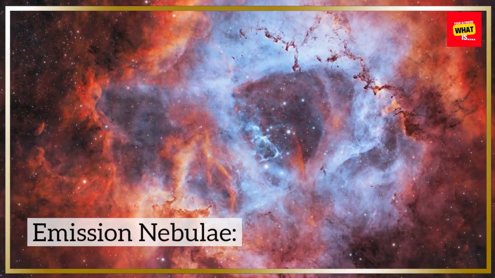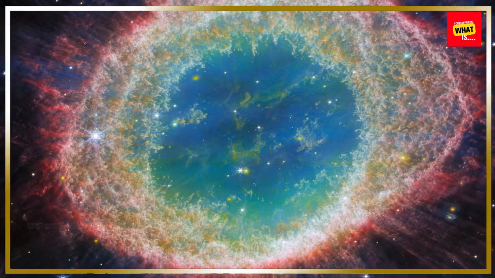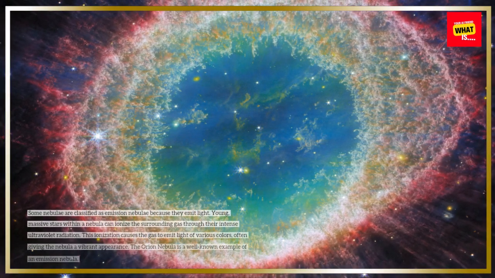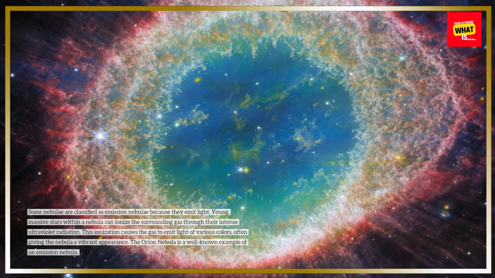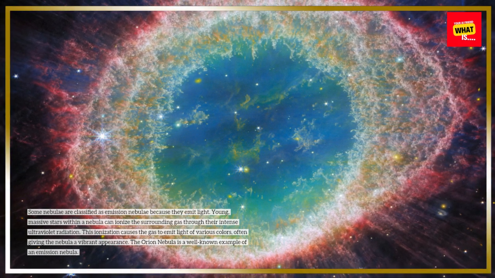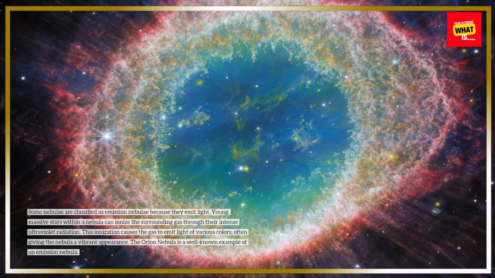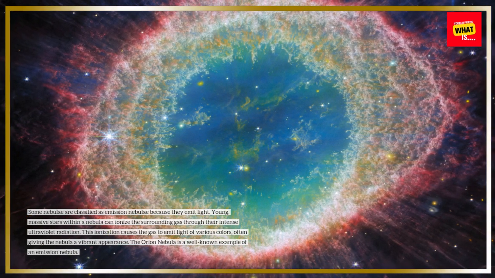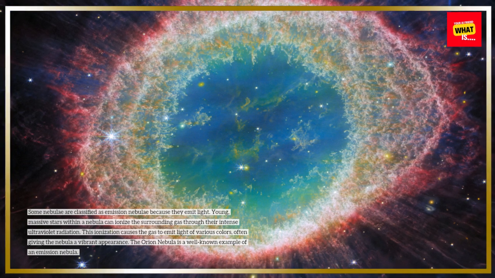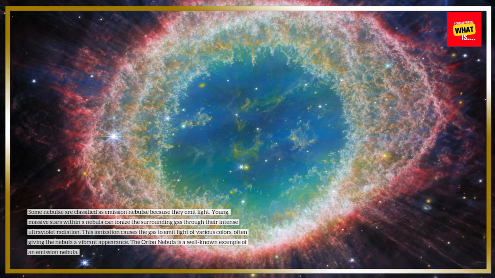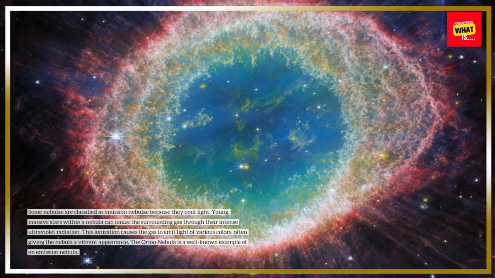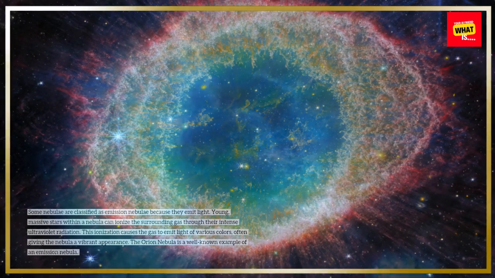Emission nebulae. Some nebulae are classified as emission nebulae because they emit light. Young, massive stars within a nebula can ionize the surrounding gas through their intense ultraviolet radiation. This ionization causes the gas to emit light of various colors, often giving the nebula a vibrant appearance. The Orion Nebula is a well-known example of an emission nebula.